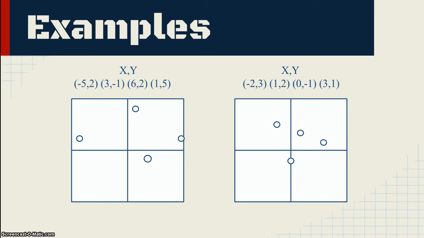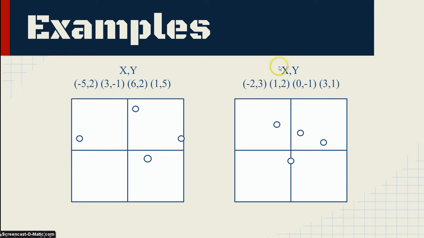Here are some examples from an actual graph. So for this, we're going to do the first graph. The x being the domain and y being the range. -5 and 2 is this one, right here. 6 over 2 would be this one. My bad. 6 over 2 is this one. 3 over -1 would be this one. And 1 over 5 would be this one.